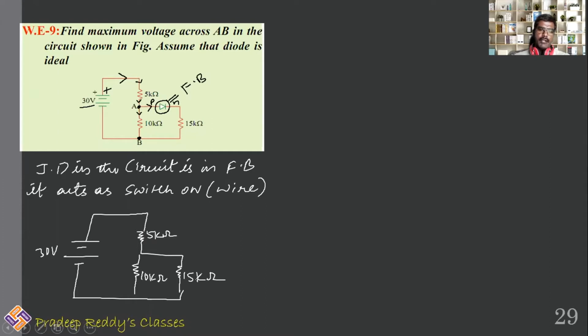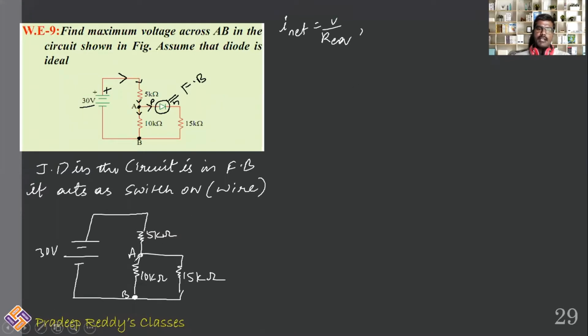15 kilo ohm and 10 kilo ohm both are connected in parallel. I want to now find out the voltage in between these two, point A and point B. In order to find that, I should find out the net current in the circuit. So net current is equal to V divided by R equivalent. I want to find out the equivalent resistance in order to find the net current in the circuit.